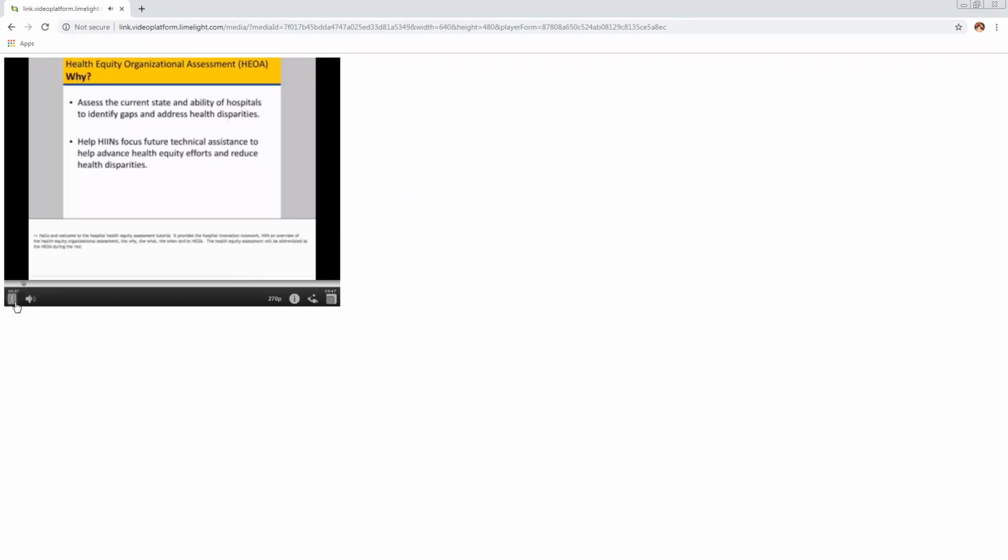Why was this HEOA developed? The Hospital Improvement Innovation Networks developed the HEOA to better understand and assess the current state and ability of hospitals to identify health disparities in their organizations. HIINs are collecting the HEOA from hospitals as part of a broader pilot project. The intent is to use this HEOA to best provide technical assistance to hospitals and support hospitals in disparities reduction efforts and advance health equity. All HIIN hospitals are encouraged to participate in this HEOA.